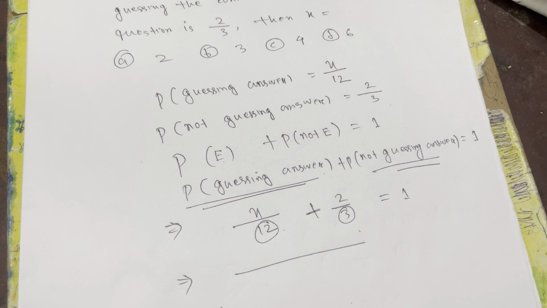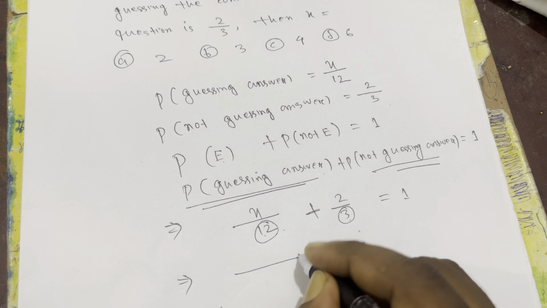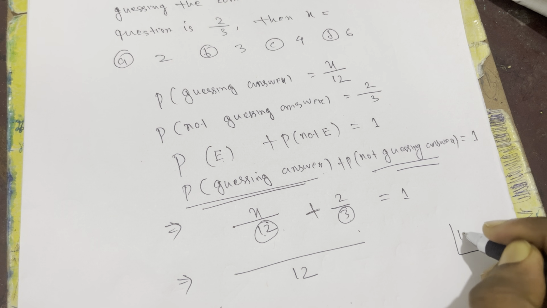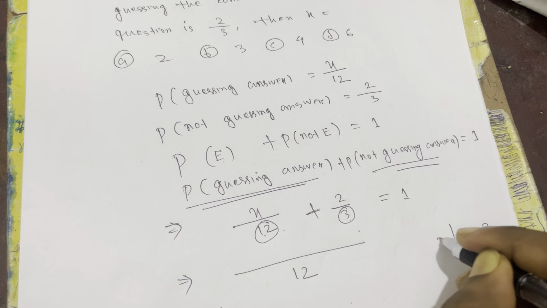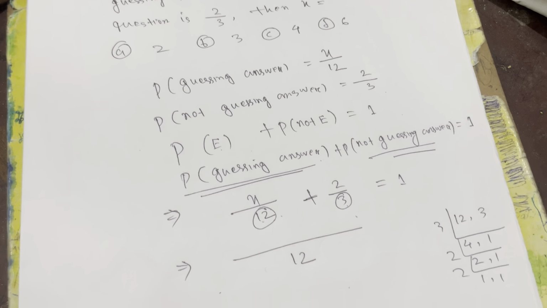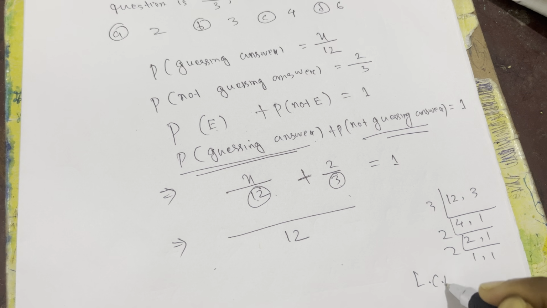This is a linear equation for finding the value of x. What we'll do is use the LCM method. So the LCM of 12 and 3 is equal to what? 12. How do you know 12? If you don't know, you can apply this from this box also. 12, 3; 3, 4; 3 goes 1; then 2, 2 goes 1; 2, 1 goes 1, okay? This is very simple. I think you know how to find LCM. So LCM will be 3 into 2 into 2, so 3 times 2 is 6, 6 times 2 is 12.